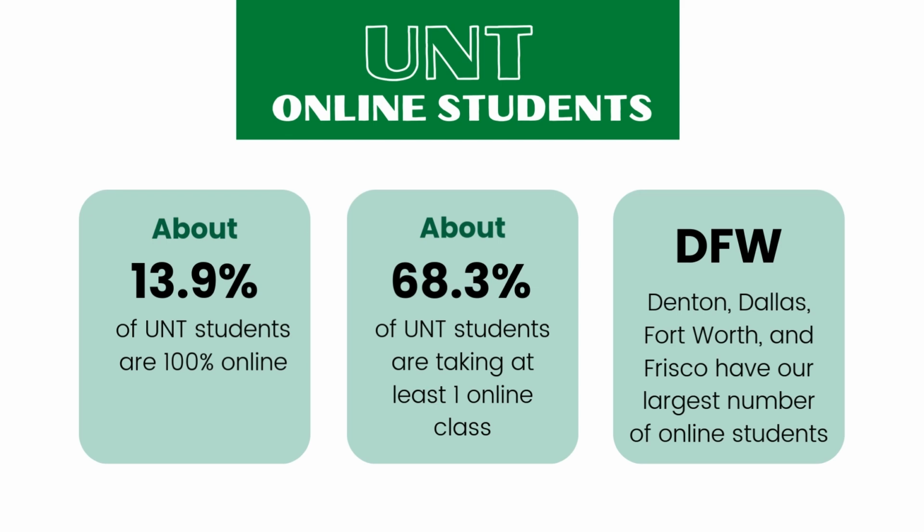Here's a snapshot of what our online student population looked like this spring at UNT. About 13.9% of our students were 100% online. About 68.3% of students were taking at least one online class. And most of our online students are right here in the DFW area. And so they're local. They may just not be able to come to campus as often. So this gives us a great opportunity through student organizations to find ways that work for our online students where they can be involved and active in our organizations.